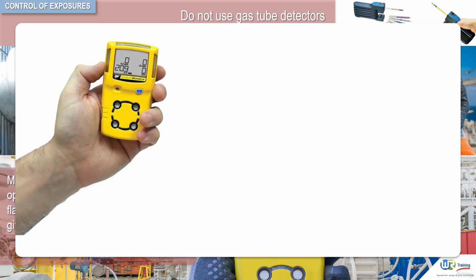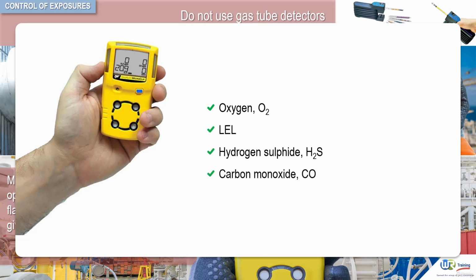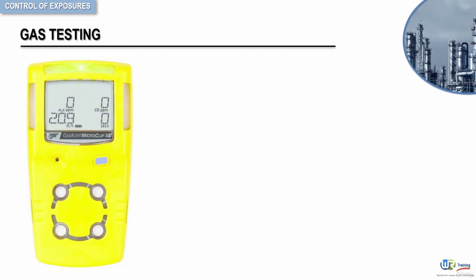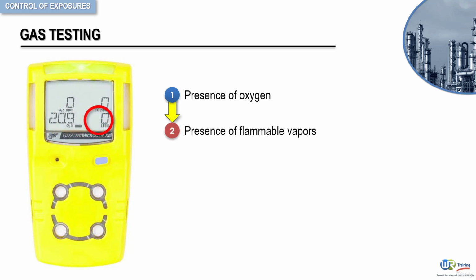Fortunately, single detectors are now manufactured to be able to detect a number of gases, for example, oxygen, LEL, hydrogen sulfide, and carbon monoxide. This makes gas testing more convenient without having to carry multiple instruments. However, the background knowledge of gas testing is still fundamental in the interpretation of test results and cannot be overlooked. Now, to put it simply, gas testing must be undertaken in the following order. First, presence of oxygen, then presence of flammable vapors, and lastly, presence of toxics.